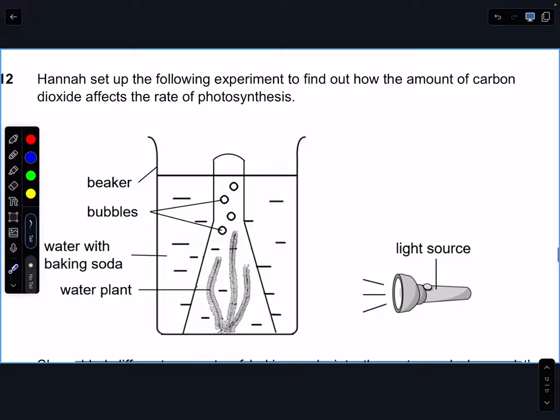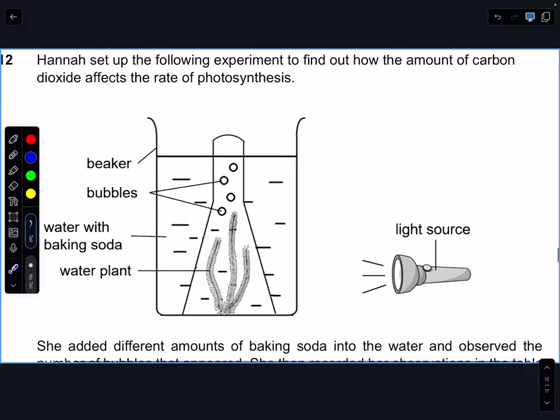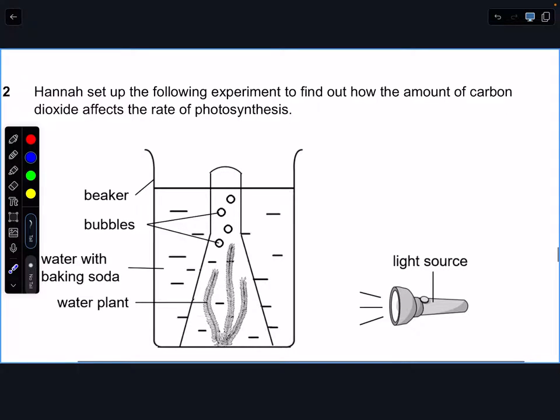Okay, Hannah set up the following experiment to find out how the amount of carbon dioxide affects the rate of photosynthesis. This question was really so poorly done. Amount of carbon dioxide. Okay, so this is the aim. How do I know that this is the aim? To find out. The next thing: carbon dioxide is my change variable. Rate of photosynthesis is my measured variable. Right?